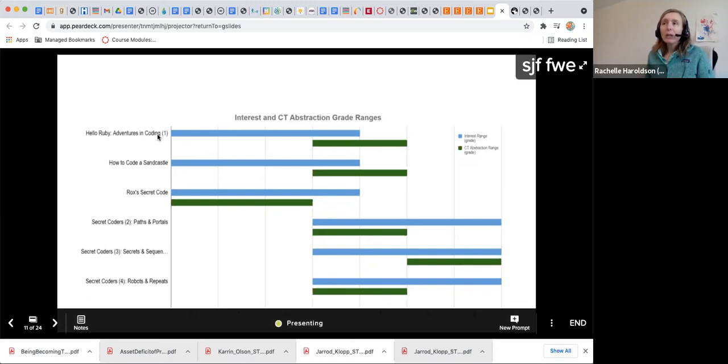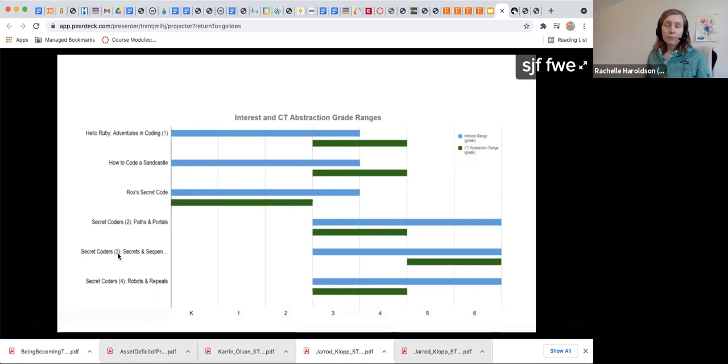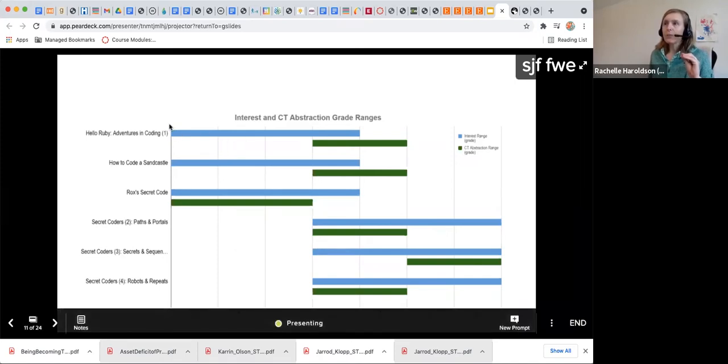So we have Hello Ruby, Adventures in Coding, How to Code a Sandcastle, Roxa's Secret Code, and books 2, 3, and 4 from the Secret Coder series. So this is a graphic novel series. There's 6 total, and books 2, 3, and 4 exhibited all 5 elements of computational thinking. So the blue line, which is the top line here, will be consistent across all of the graphs I show you. And this is the interest range for grades.